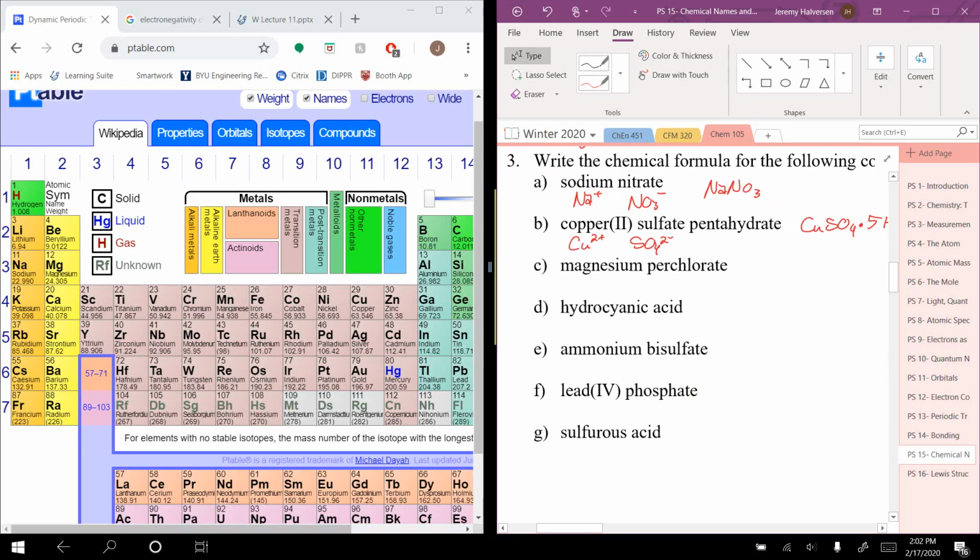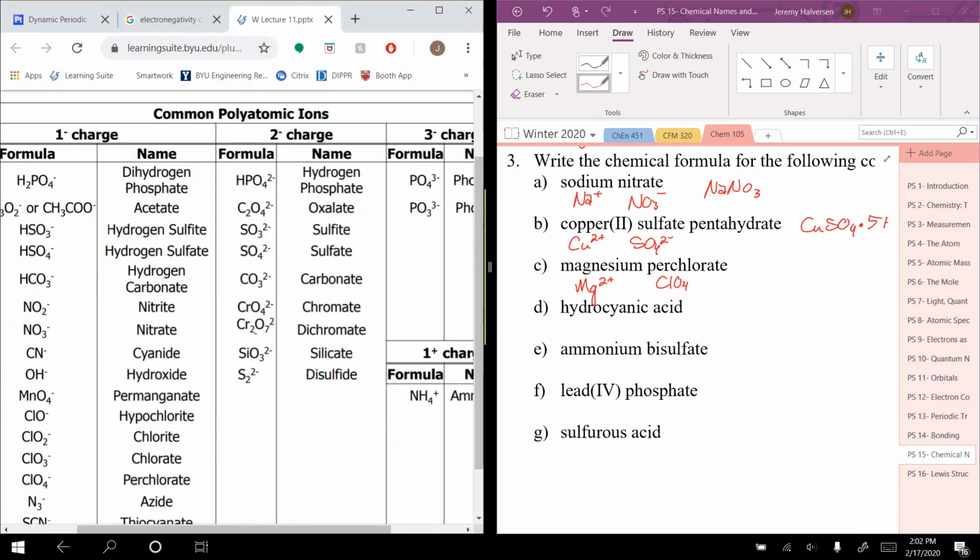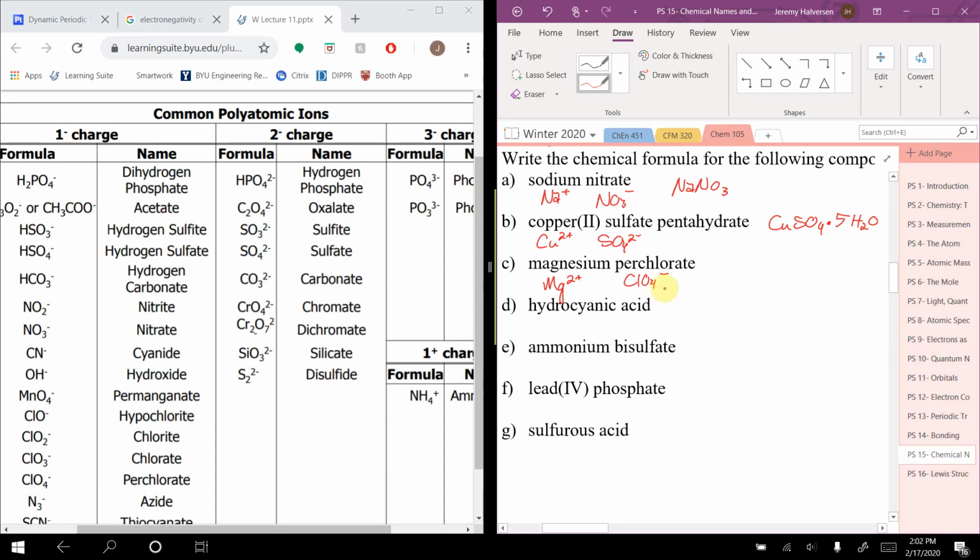Alright, magnesium is going to be Mg2 plus, perchlorate is ClO4 minus, which means we're going to need 2 of those for each magnesium to be neutral.